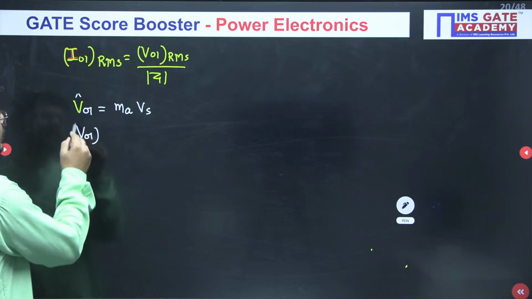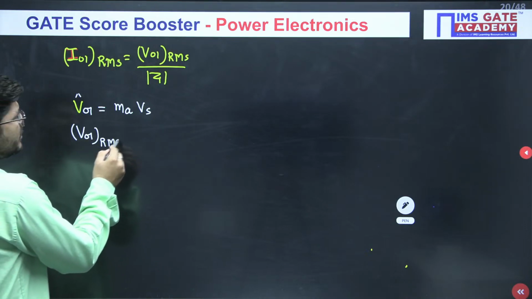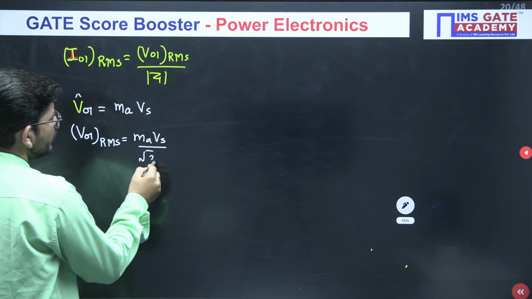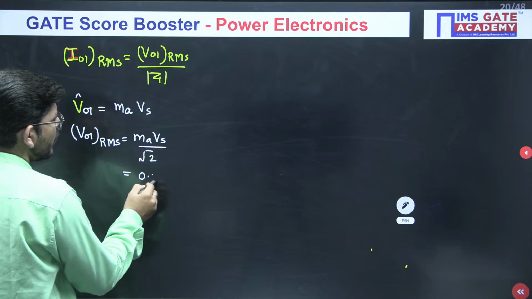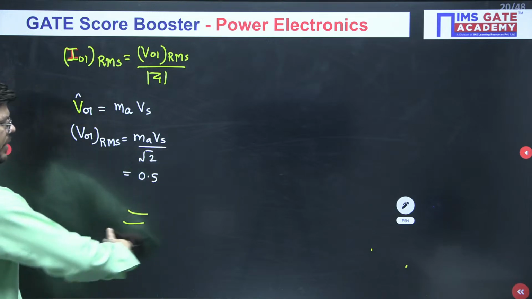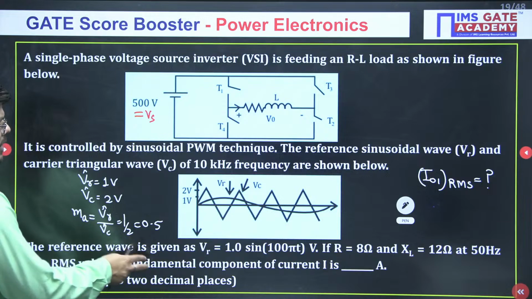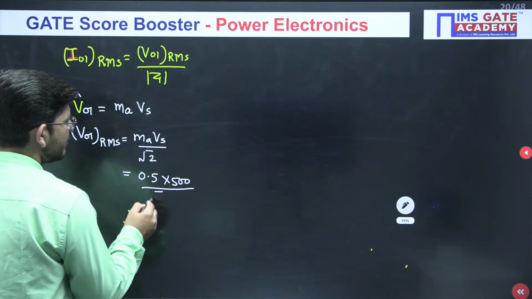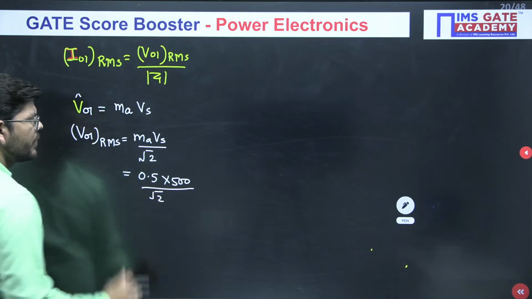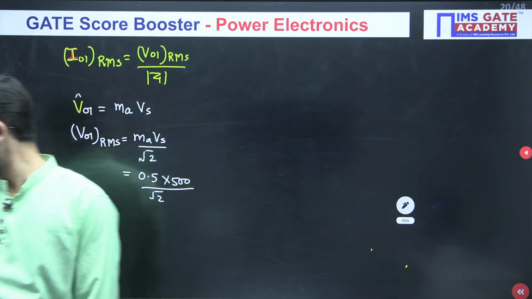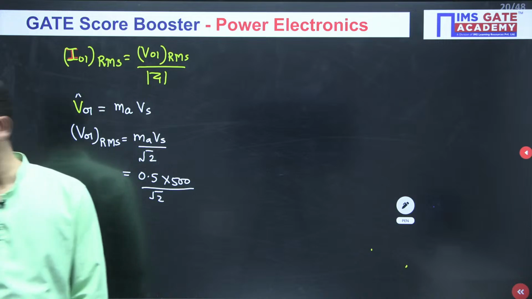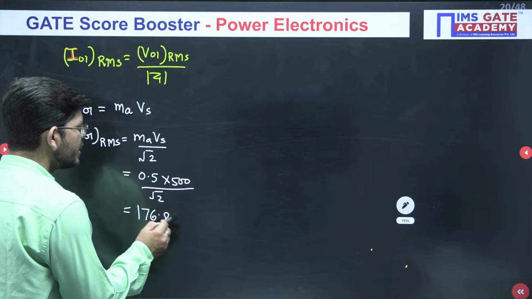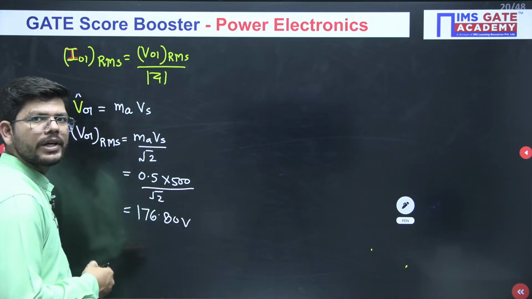Then what will be the RMS value? The RMS value will be M_A Vs divided by root 2. What is M_A? 0.5, we have already calculated. And what is the value of Vs? 500. When divided by root 2, it will give how much? The value that I am getting is 176.80. So 176.80 volt will be the RMS voltage.